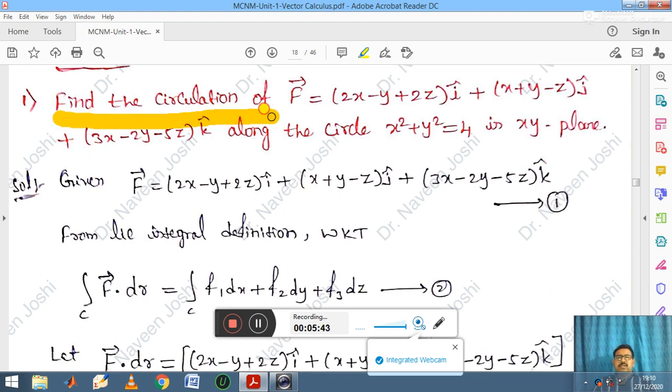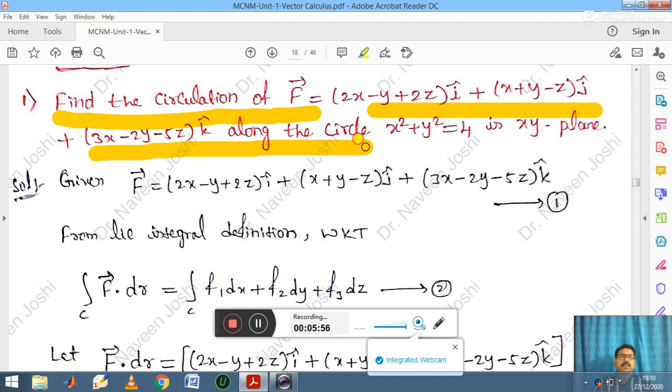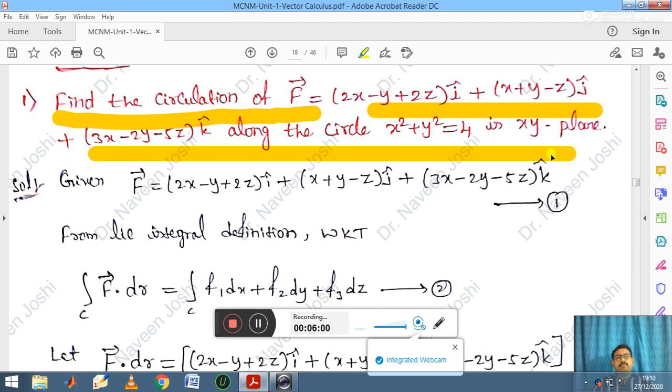Find the circulation of f equals (2x minus y plus 2z) i plus (x plus y minus z) j plus (3x minus 2y minus 5z) k along the circle x square plus y square equals 4 in the xy plane.